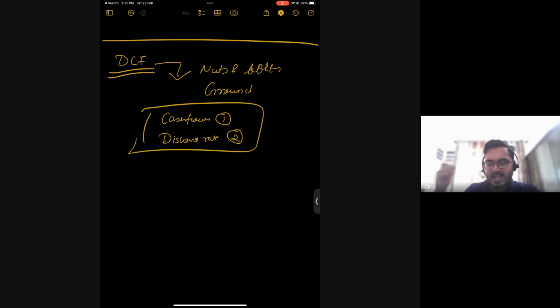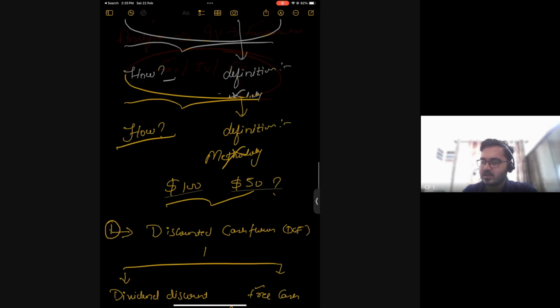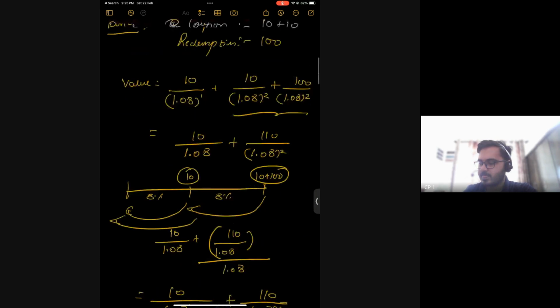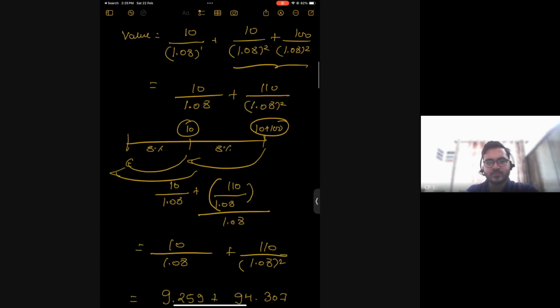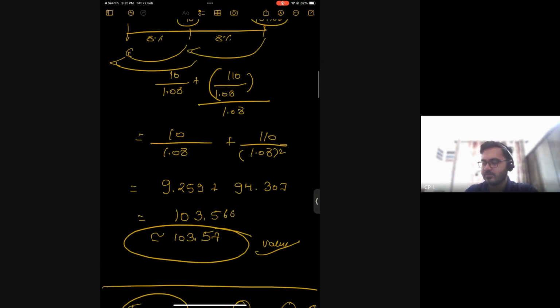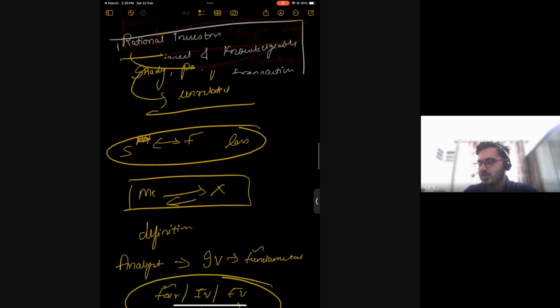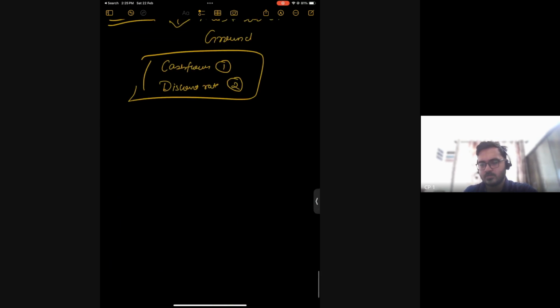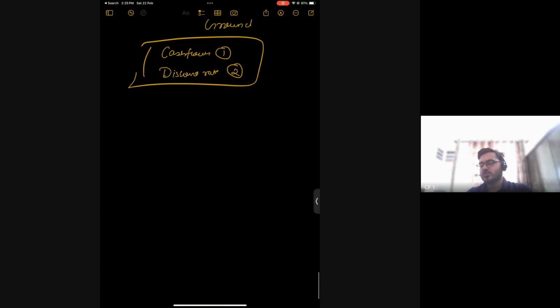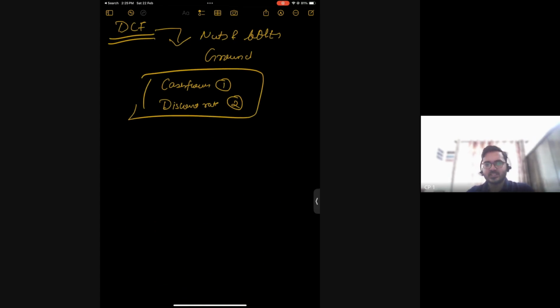If I know the cash flows and if I know the discount rate, I can get to the valuation of anything, just like how I did over here when we began. I gave you cash flows, I gave you the discount rate, and you came up with the value of $103.57 per share, per bond in that situation. So now when I'm doing DCF, the two things that I need to know are cash flows and the discount rate. So now let's get started with the initial framework, which is about understanding what those cash flows are.